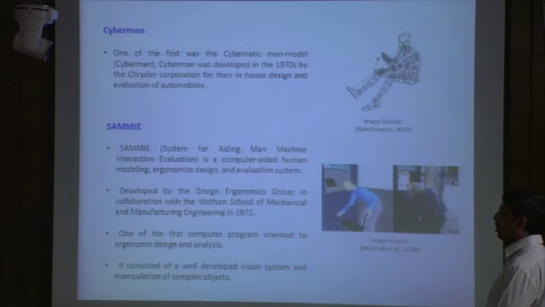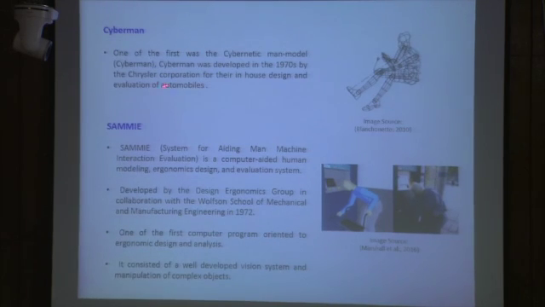Next, after Boeman, there are so many other software, Cyberman, SAMI. One of the first DHM software was the Cybernetic Man Model, Cyberman. Cyberman was developed in the 1970s by Chrysler Corporation for their in-house design and evaluation of automobiles.